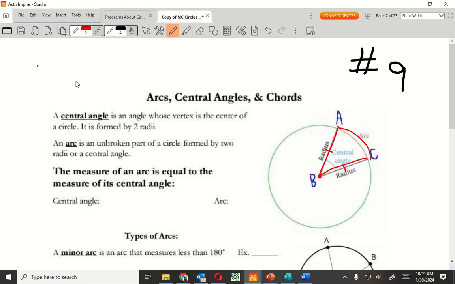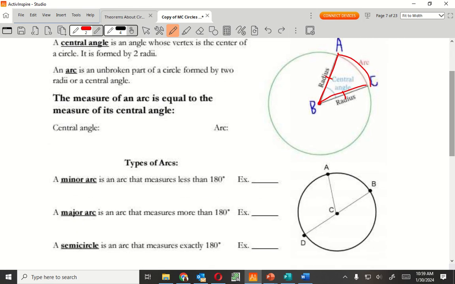Anyway. So the measure of an arc is equal to the measure of its central angle. The measure of an arc is equal to the measure of its central angle. Let's say, for instance, this one right here is going to be 35 degrees.